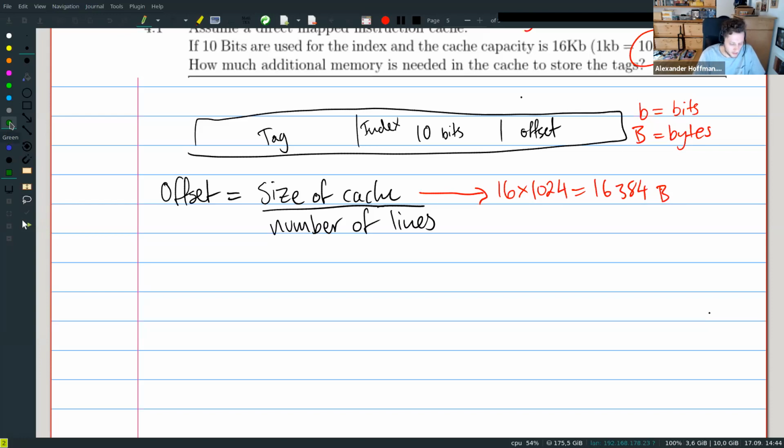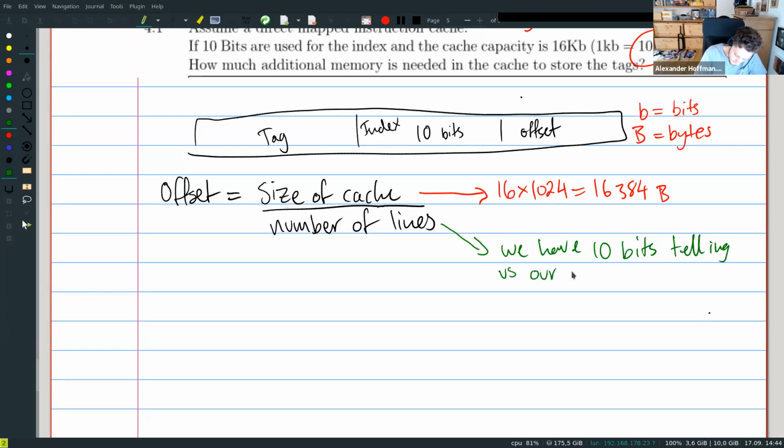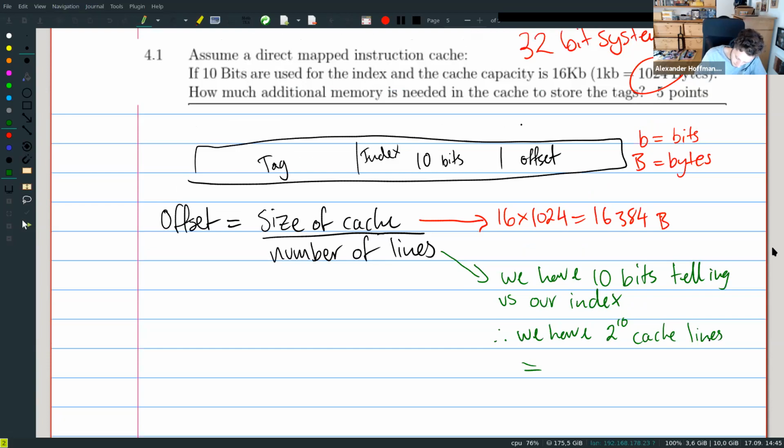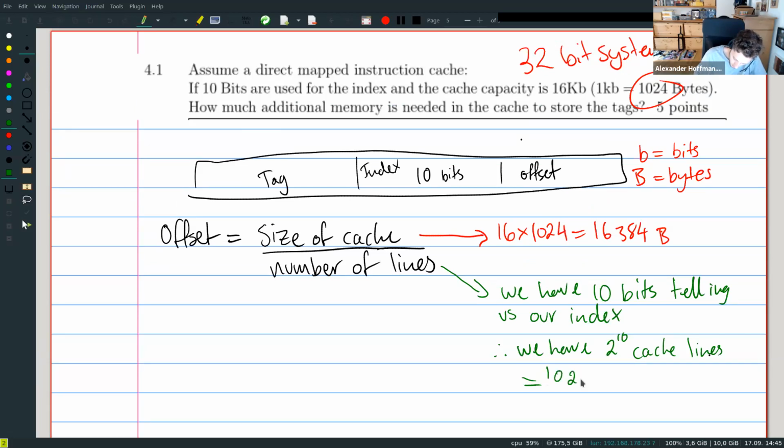Yep, perfect. So we know we have 10 bits telling us our index. Therefore, we have 2 to the 10 cache lines, which is 1,024 cache lines.